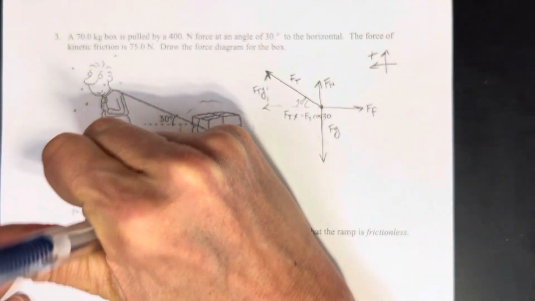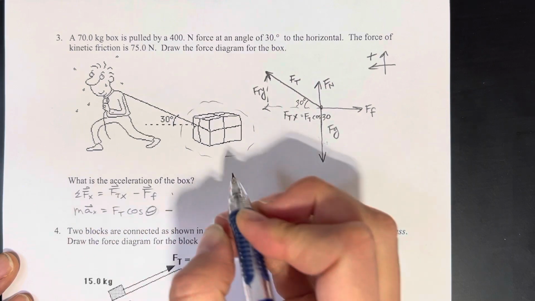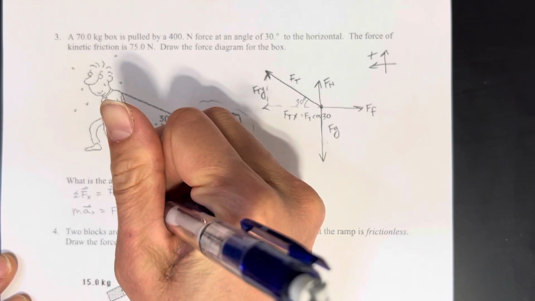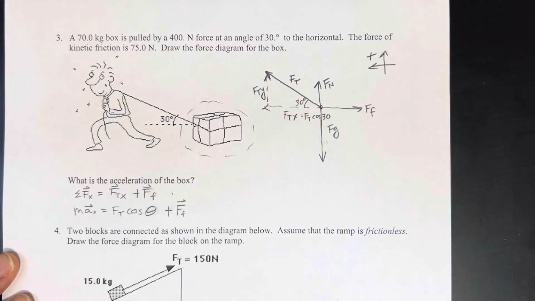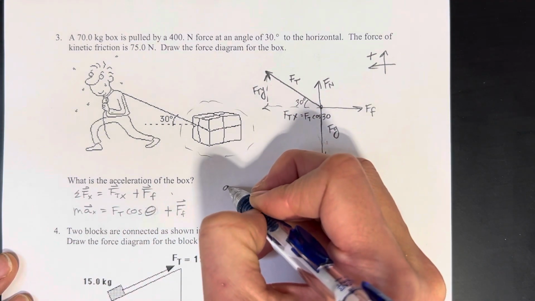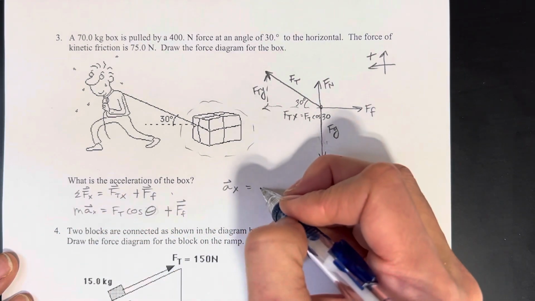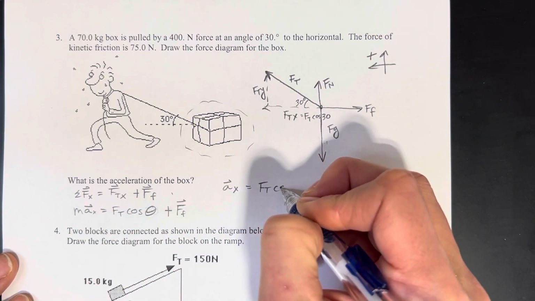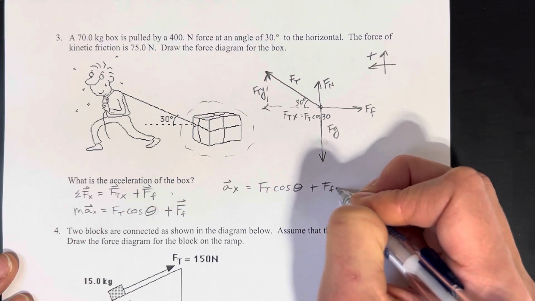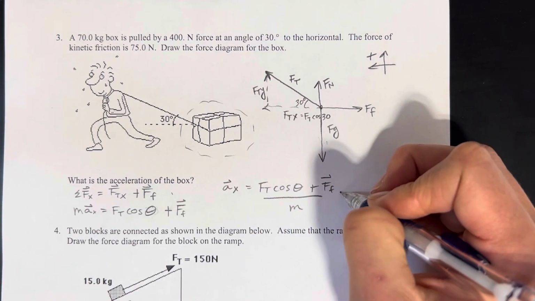Actually, I'm going to keep this in variables for one more step. So I'm going to put theta there, and then put force of friction here. Oh, I put minus, oh my goodness, plus. Okay, so then I'm going to isolate acceleration in the x direction. So acceleration in the x direction is equal, I'm going to divide both sides by mass, to force of tension times cosine of theta plus the force of friction divided by the mass. And now I just have to plug in numbers.